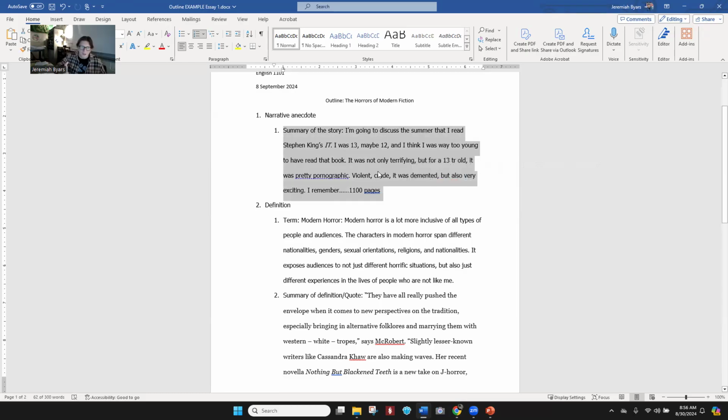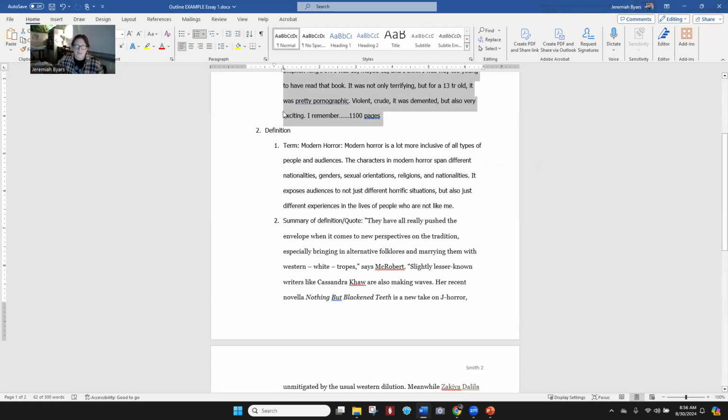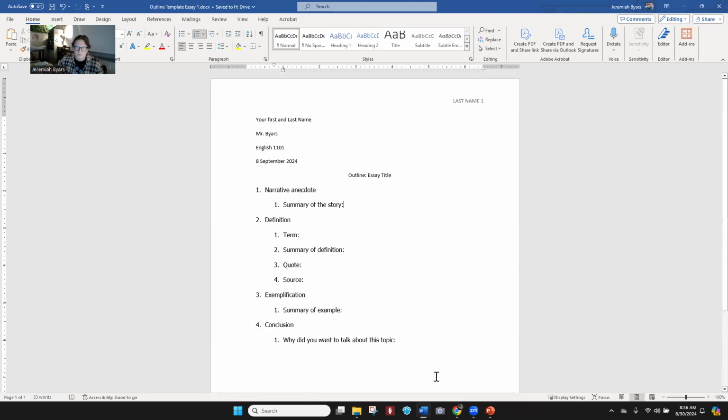I'm not writing the whole anecdote in my outline. I'm just writing a few points to remind myself for when I do write the essay. That's what I'll be discussing. Okay, definition. So in the template here, it says definition, term, summary of definition, quote, source. Okay.